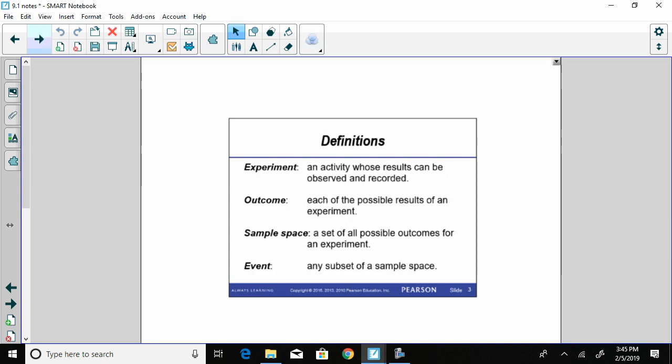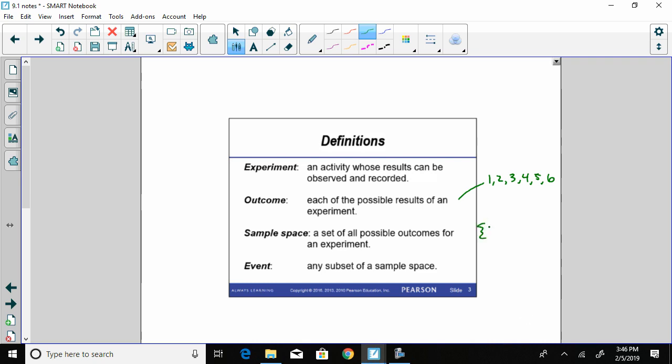All right, so some vocab. Experiment, an activity whose results can be observed or recorded. Think about it honestly, kind of like being in a science class. You're doing an experiment, you can see it. Outcome are all the possible results of that experiment, right? So if you're talking about tossing a die, all the possible results of rolling a die, right? You could get a 1, a 2, a 3, a 4, a 5, or a 6, right? All the possible outcomes.